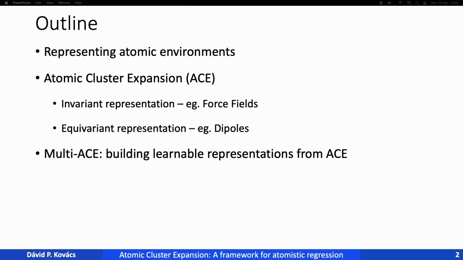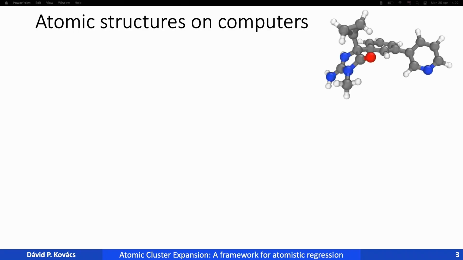So the outline of the talk is, first, I will quickly talk about representing atomic environments, which is something that most computational theoretical people nowadays have come across. Then I will describe the atomic cluster expansion as this framework. I'll talk about invariants and equivariants. You will see what I mean by that. And in the end, I will flag up what our future or current work direction is.